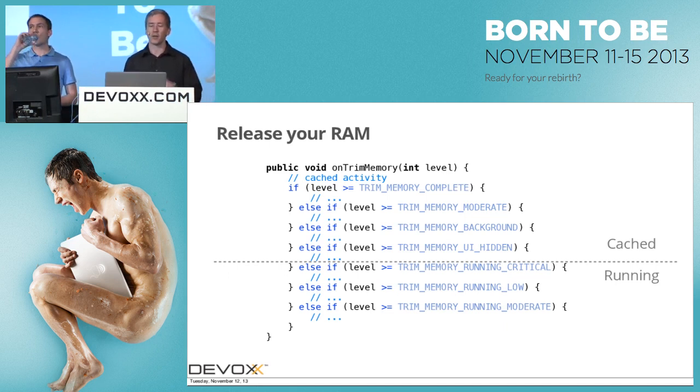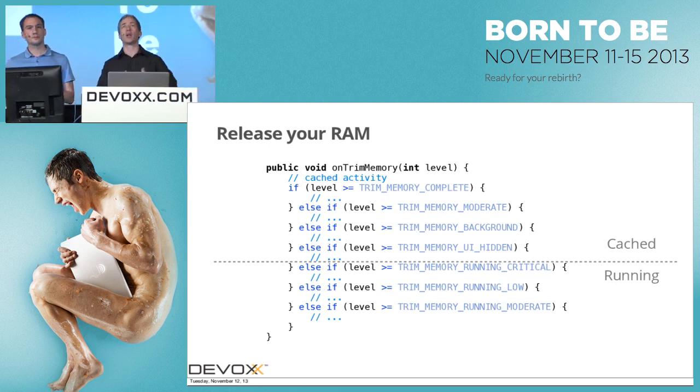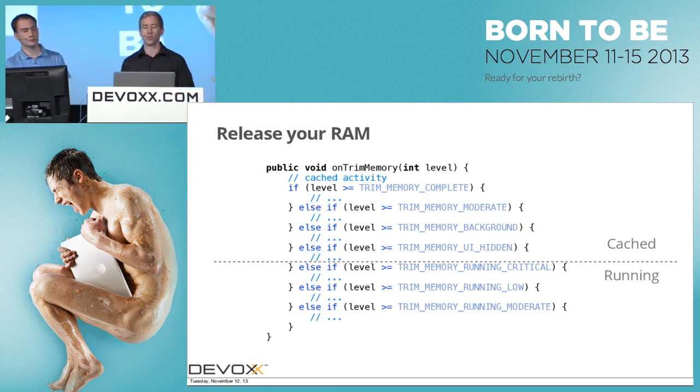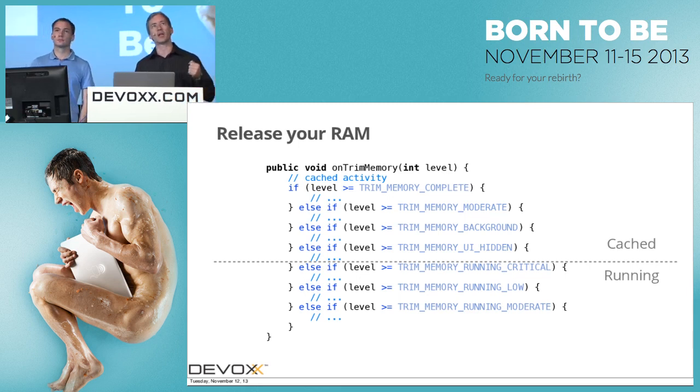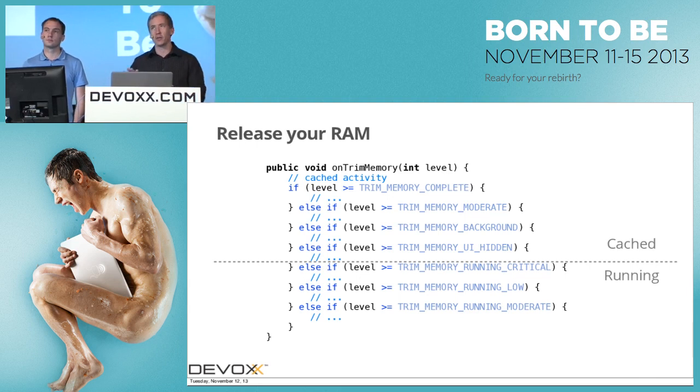So there's the highest one, which means, I'm done, I'm about to kill you. You should really do something about that. That gives you sort of a last-ditch effort to say, okay, I can now get rid of these resources. And then on down the way, trim memory moderate, background. These are all moderate. I think you're sort of halfway up the LRU list, which means you might be killed sometime soon. Background means you've been put onto the LRU list.